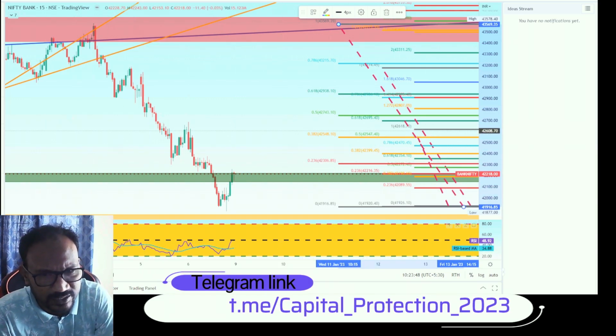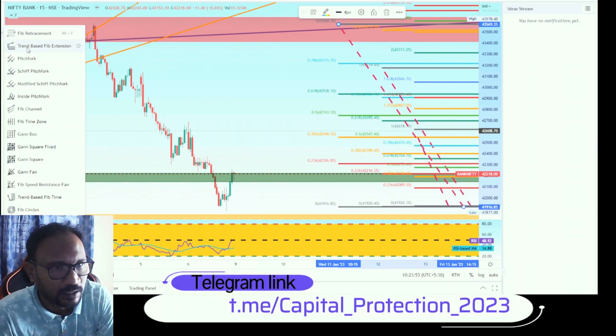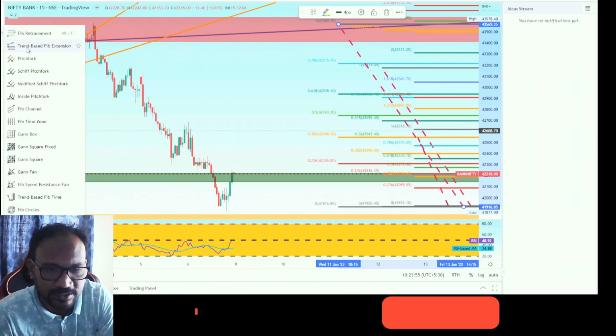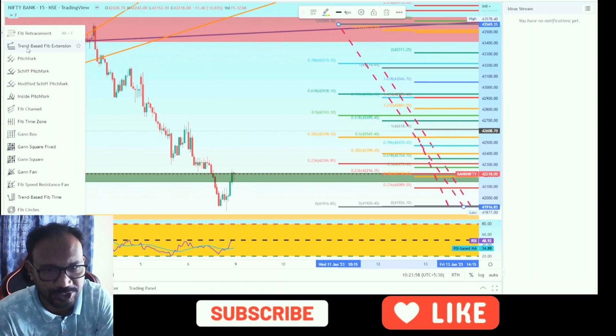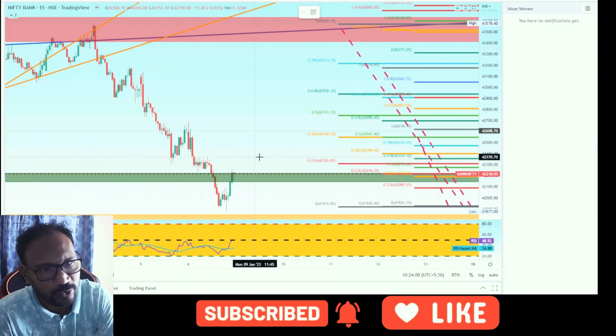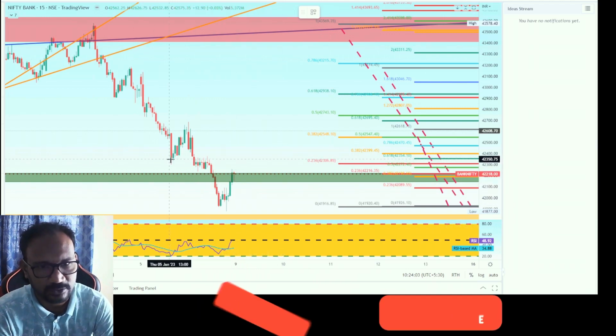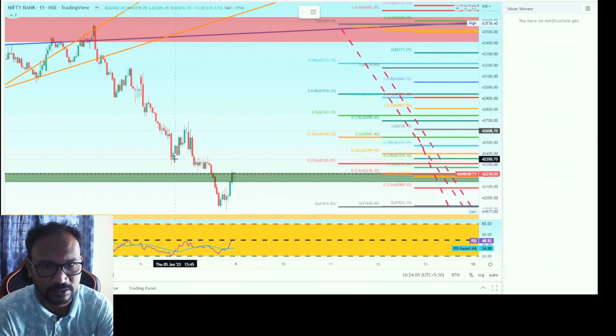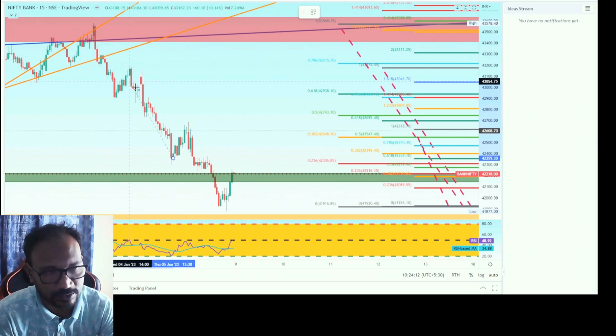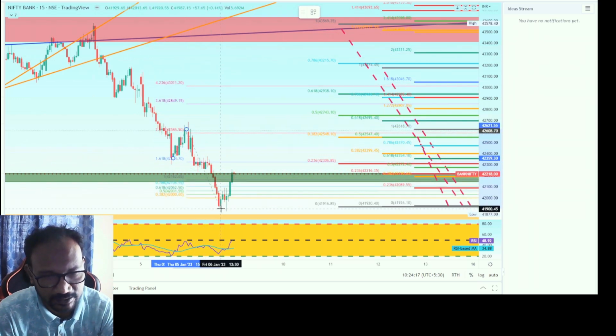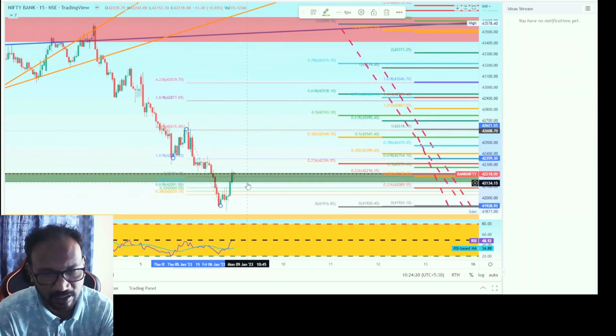Now we are going to use the second tool. The second tool is the trend based Fibonacci extension. This is called the extension tool, right? How do you use that? Unlike the Fibonacci retracement tool, this will have 3 points. The first point is where the market was falling and then it took a reversal, then it went and made a peak, and then it went and reached a low. So we have the upside targets, right?